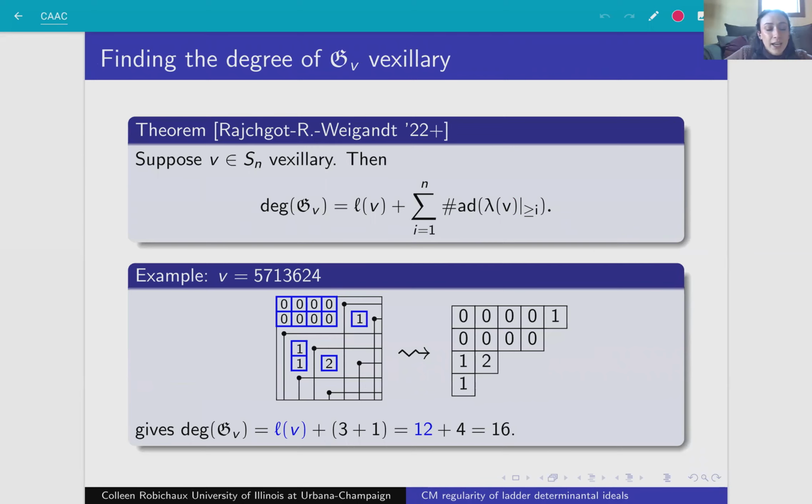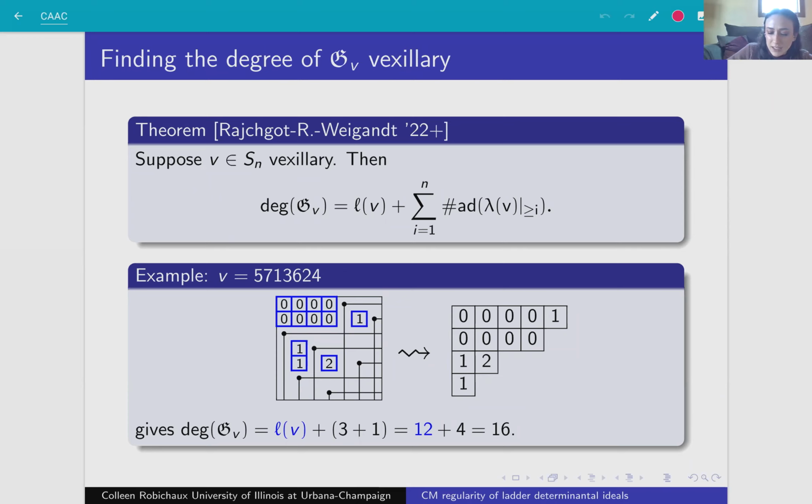And for today, I'm going to tell you about our theorem, which allows us to compute the degrees for the vexillary case. But stay tuned, because on Sunday, Oliver is going to tell us about a general formula for the degrees for any Grothendieck polynomial, for any permutation. But right now, we'll just talk about the vexillary case.